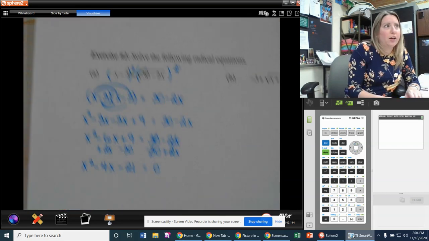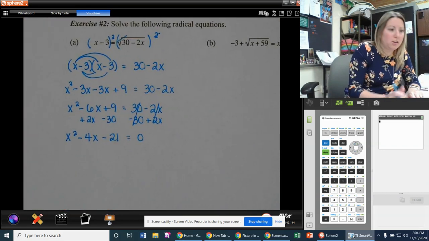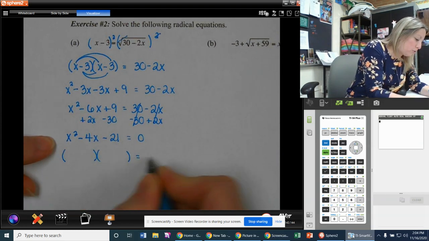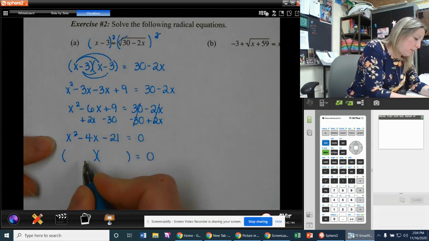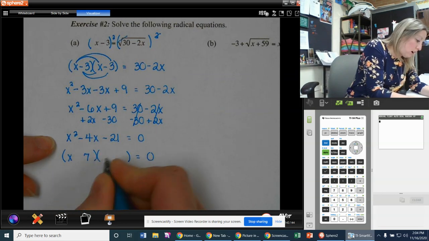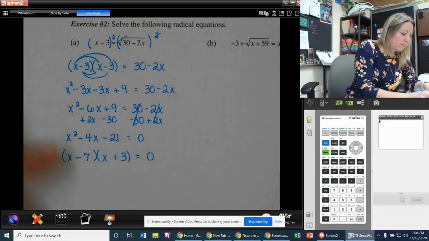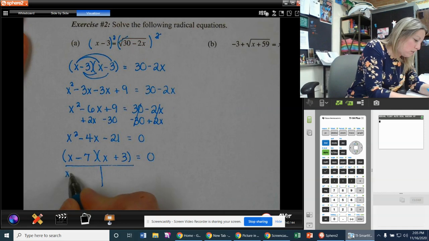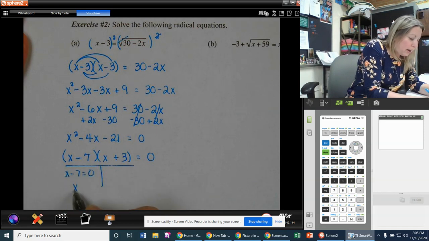And remember that other side is equal to 0, so make sure you're bringing down the equal sign, and then we're going to factor. So the factors of 21 that will subtract to give me a 4, so x minus 7 and x plus 3. And then we t-chart, so we have to set each factor equal to 0. And I get x equals 7. And I get x equals negative 3.